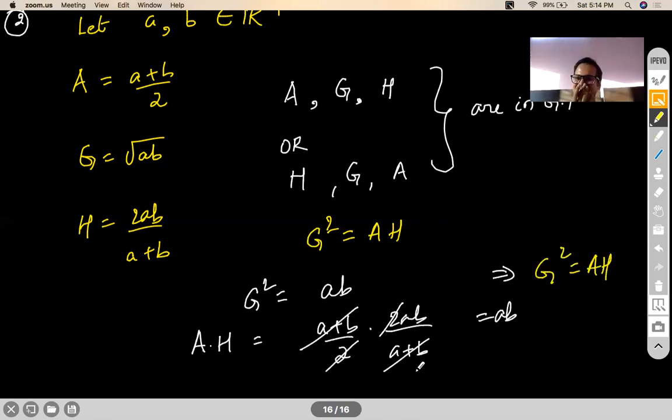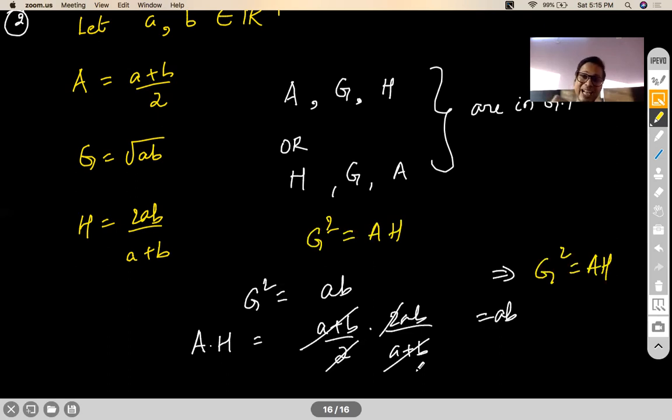Okay. Please notice this, what I'm trying to say. For two positive numbers A and B, the arithmetic mean, geometric mean, and harmonic mean, the order is just reversed. These three numbers themselves will be in GP.